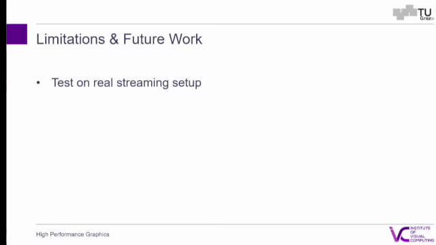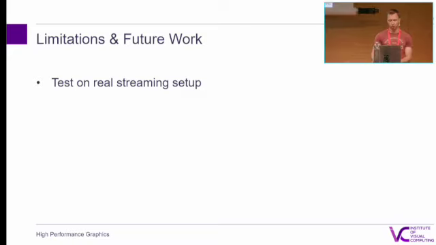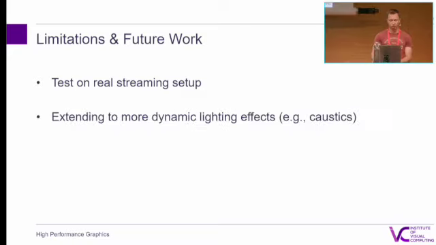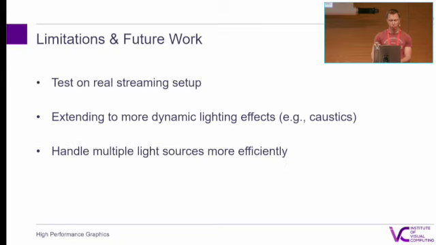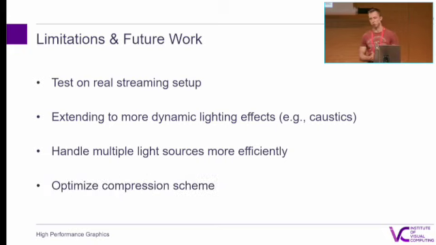For limitations and future work, we'd like to test this setup on a real streaming setup, which should be quite easy to adapt. Also, currently we only handle dynamic soft shadows, but there are other dynamic lighting effects that we would like to see adopted as well, like caustics. Also, currently handling multiple light sources simply increases the data sent linearly, which I think can also be done more efficiently. And in general, this method might also benefit from a more custom optimized compression scheme.